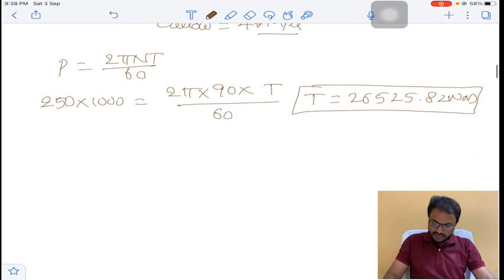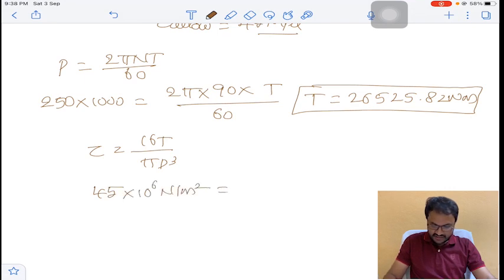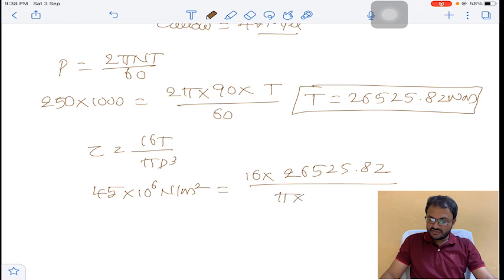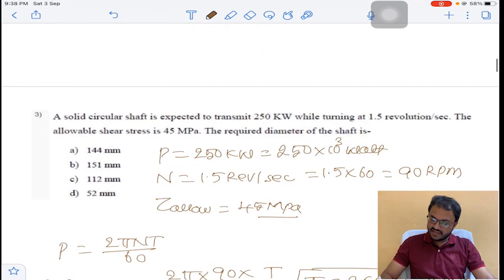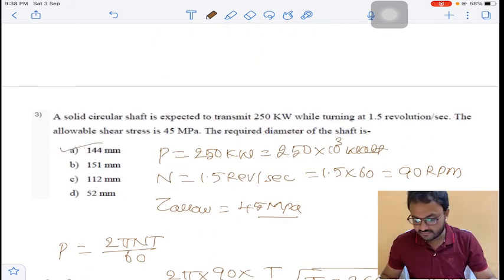Now tau is equal to 16T by pi d cube. So tau he has given as 45 into 10 power 6 Newton per meter square, and 16T as 26525.82 divided by pi d cube. So in this expression the only unknown is D value. So D you will get it is 0.144 meter, that is 144 mm. So the answer is A for question number 3.